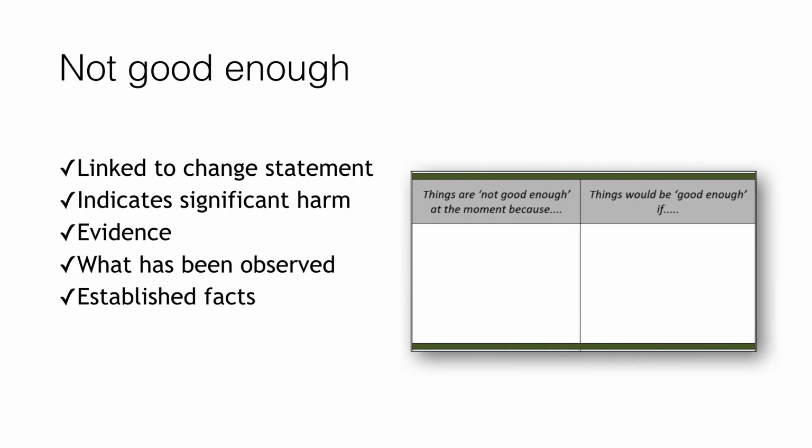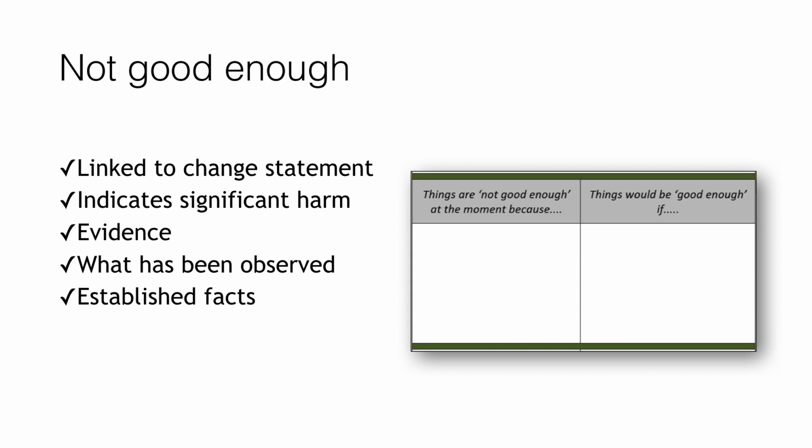For each change statement, we need to record the evidence which describes why care is not considered good enough. This will be evidence that has been gathered. It may be observed behaviour, reported behaviour, or facts established through other processes. This will be based on the balance of probability.